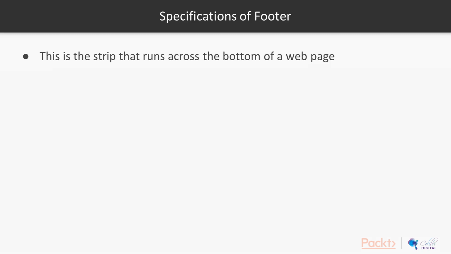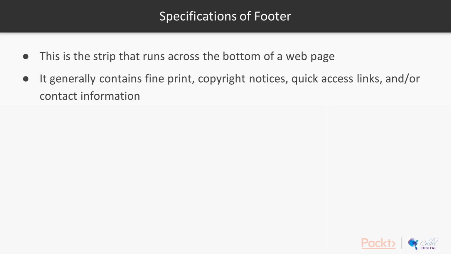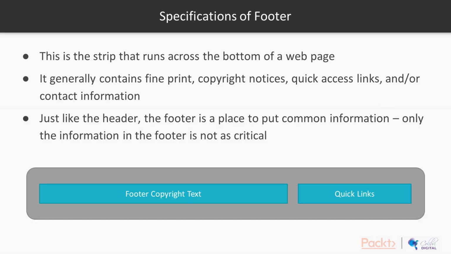And usually at the bottom of every website, you're going to find the footer with copyright text, for example, quick links, and contact information of the owner of the website or the business. This is a structure of a website that contains really summarized information, and it's usually placed at the bottom of every single web page.